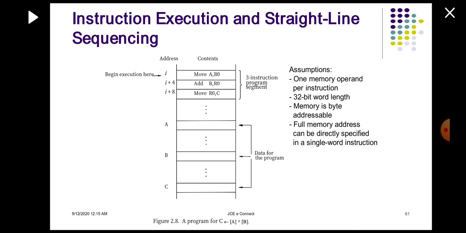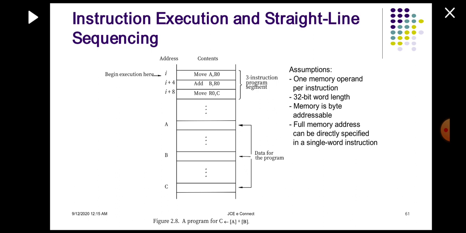So when the processor is executing the first instruction, move A, R0, the program counter will automatically be pointing to I plus 4, that is the next instruction to be executed. When the processor is executing add B, R0, the program counter will be pointing to I plus 8, that is move R0, C, the next instruction to be executed. The complete operation is performed in 2 phases.